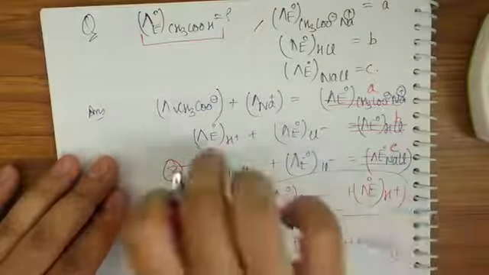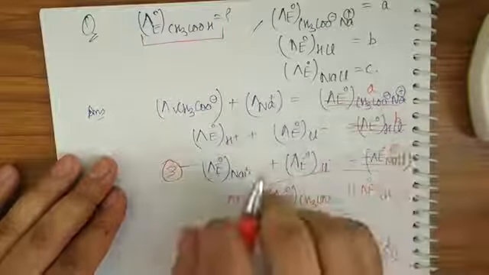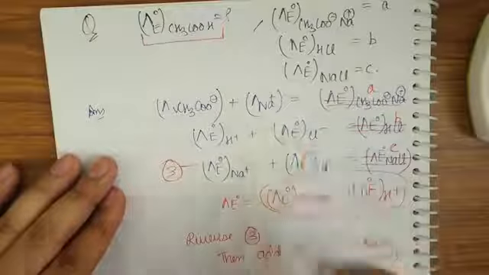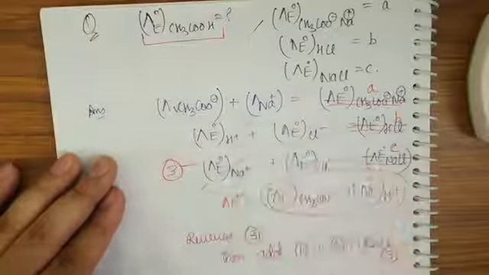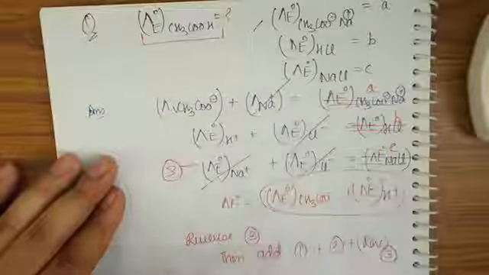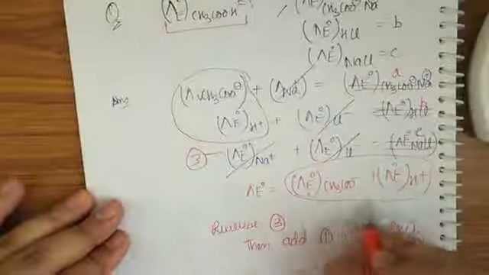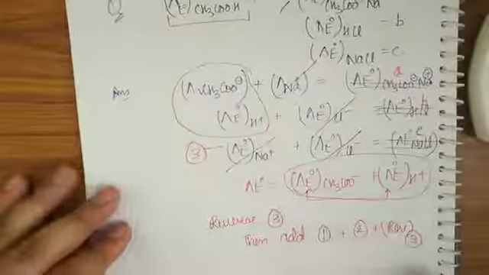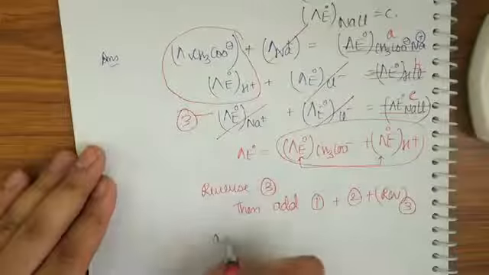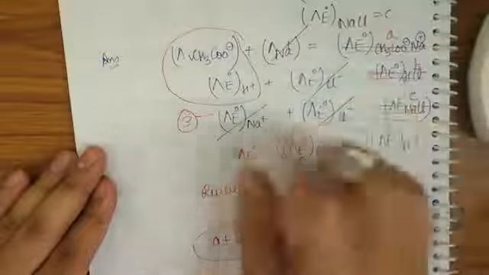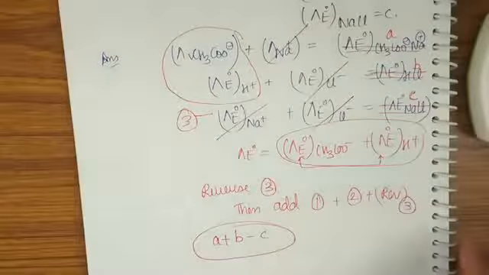If I reverse this, it will become minus C, and this will go to the other side. So if I add 1, 2 and the reverse of 3, Na⁺ and Na⁺ will be cancelled, Cl⁻ and Cl⁻ will be cancelled. Basic algebra. So I get the thing which I needed to derive. The answer will be A plus B minus C, because we are reversing the direction.